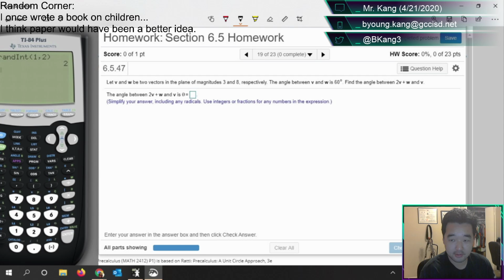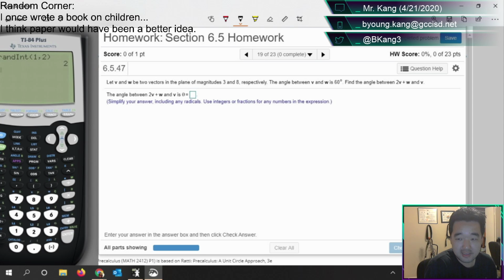6.5 is the dot product, whenever we first learned that. Let v and w be two vectors in the plane. Their magnitudes are 3 and 8 for this particular problem. Of course, your numbers are going to be different. I think they use 60 degrees every time. But find the angle between 2v plus w and v. This is slightly different than the example in the notes, because in the notes we just did 2v plus w. So not only do you have to find 2v plus w, you have to also find the angle between that and v.